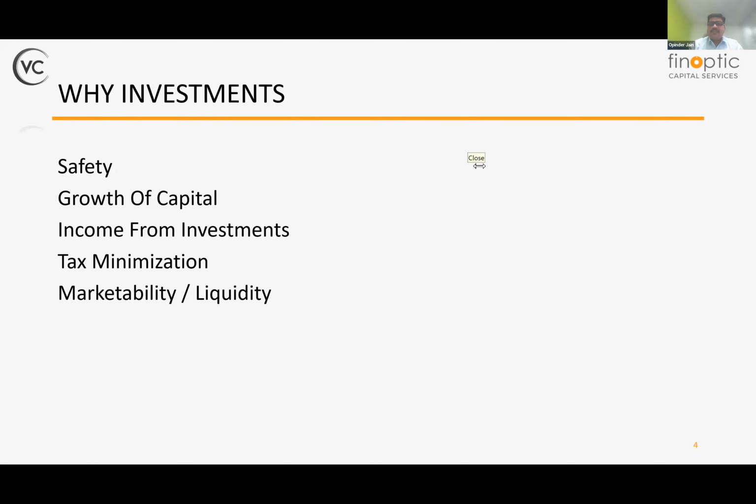What do you think is the biggest enemy of your investment or of your money, your capital? Can anyone answer or write it in the chat? Inflation and taxes. Okay, inflation and taxes. Anything else?